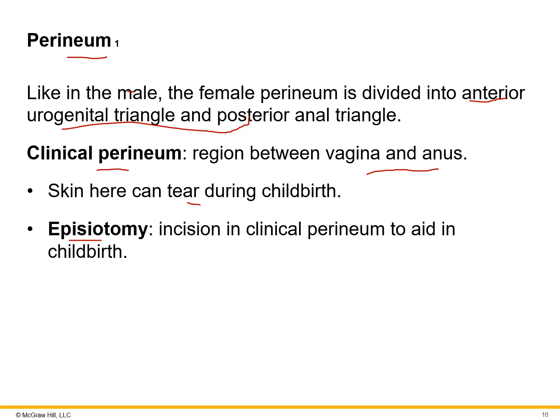And then the episiotomy, this is an incision that occurs in that clinical perineum to help during childbirth. So sometimes, especially if the child is large, or if they're having trouble, they can cut that. So the procedure where they actually cut that so that it doesn't tear is called that episiotomy. I'm having a hard time with that word.